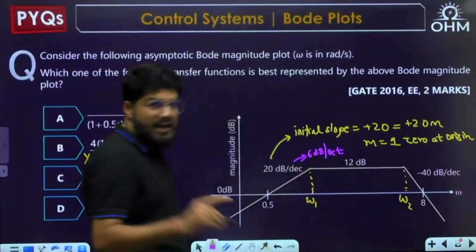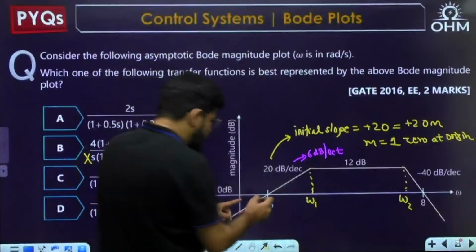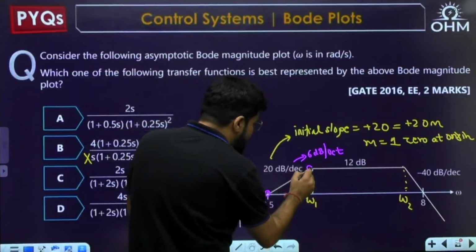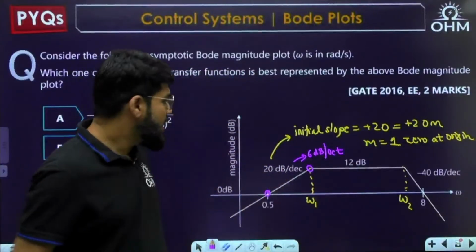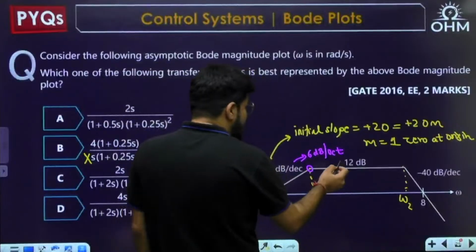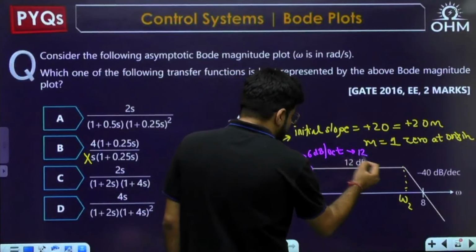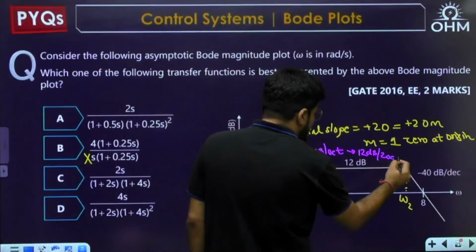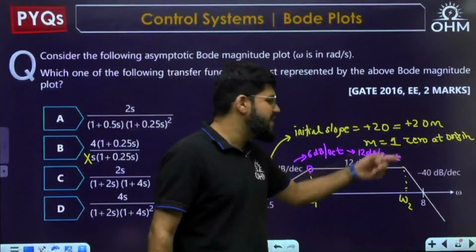Why am I using it? I'll tell you the logic. At this point, how much is the magnitude? 0. At this point, the magnitude is 12, which is in multiples of 6. If I multiply 6 decibel per octave by 2, it means 12 decibel per 2 octave. So 6 decibel per 1 octave means 12 decibel per 2 octave.